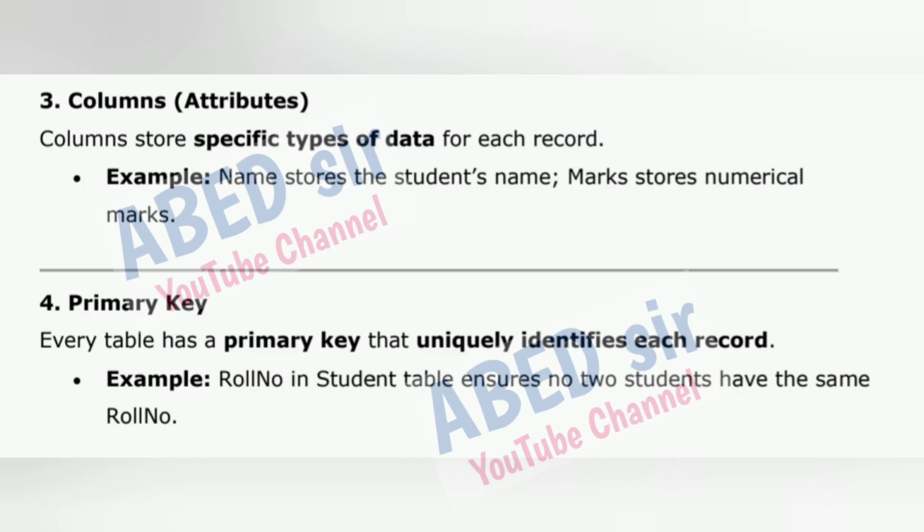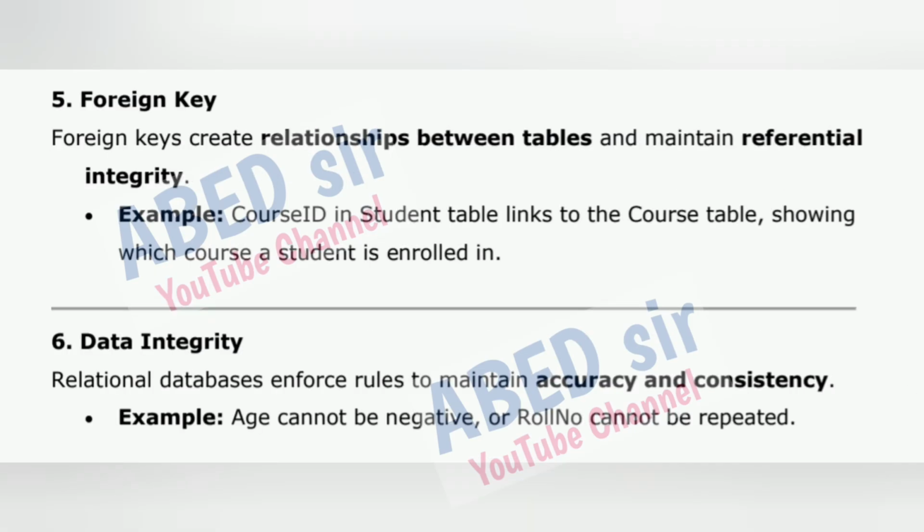Example: roll no in student table ensures no two students have the same roll no. 5. Foreign key. Foreign keys create relationships between tables and maintain referential integrity. Example: course ID in student table links to the course table, showing which course a student is enrolled in.